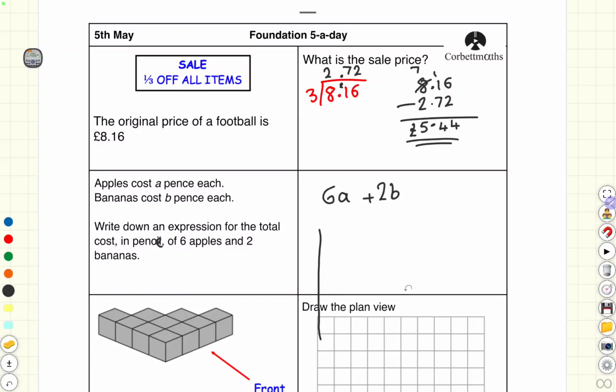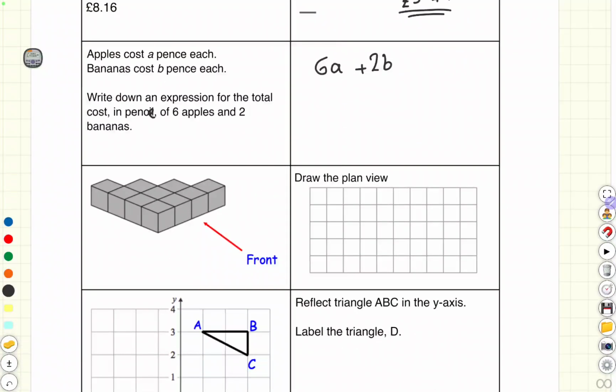Next one, I need to draw the plan view of this weird looking shape. So the front has 4 squares, and then it goes 3, then 2, then 1. So let's draw that bit that we look at from the front first. That's the front look. Then it goes in by 1, in by 1, in by 1, and in by 1. And we get something that looks like this here.